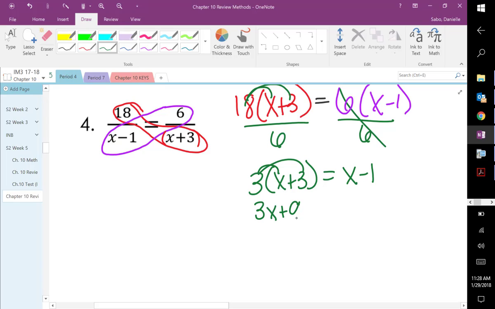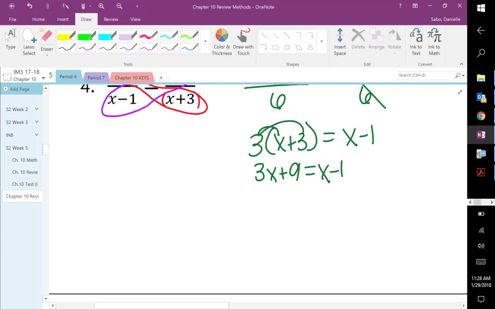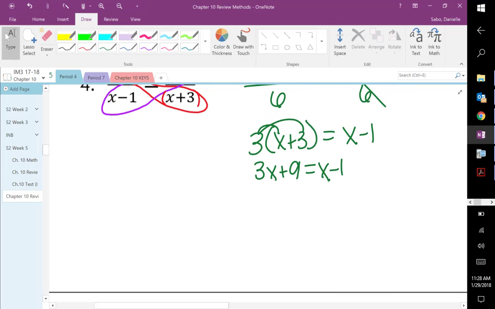3x plus 9 equals x minus 1. When you're solving for a variable and there's one on both sides, you must get all the variables to one side and all the numbers to the other. So I'm going to move the x to the left side, so I have to subtract it. And I get 2x plus 9 equals negative 1.